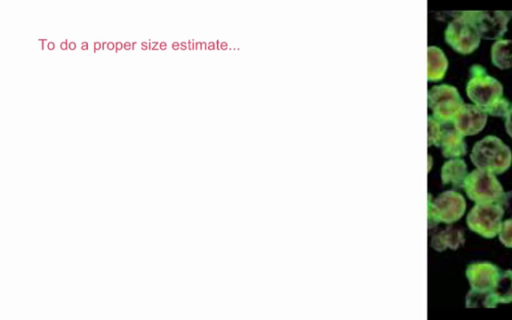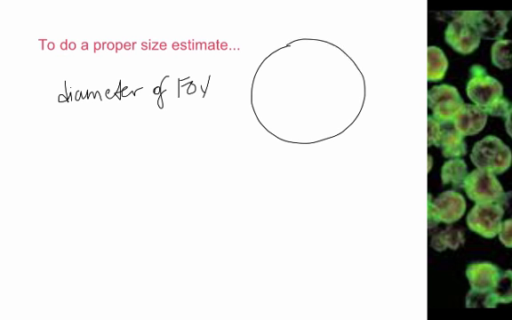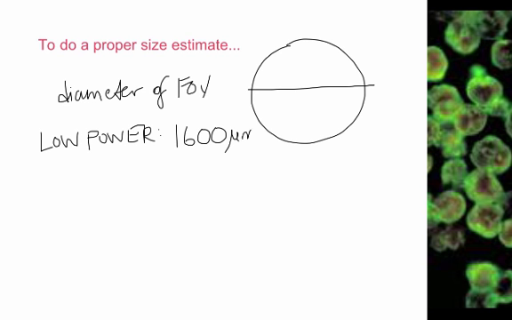So to do a proper size estimate, okay, the first thing we have to do is figure out what power we're looking at. And since we're on high power, I have to figure out first what the diameter is of the field of view. And the lab we're going to do in class, you're going to learn how to measure this out. But I'm going to give you some measurements, okay? So the diameter of the field of view, which is the distance, you know, diameter, right? So I'm going to go with my distance across, okay? If it's low power, the diameter is 1,600 micrometers, okay? And that's at 100x.